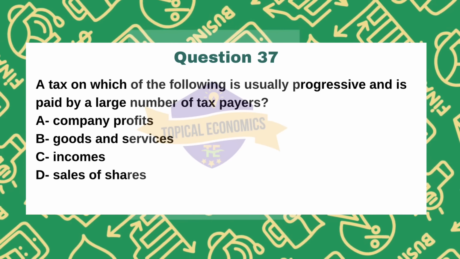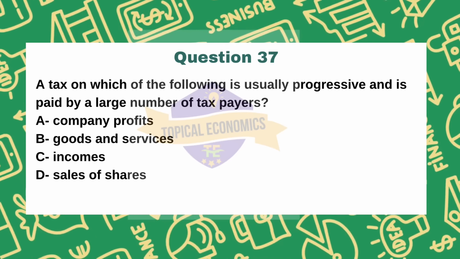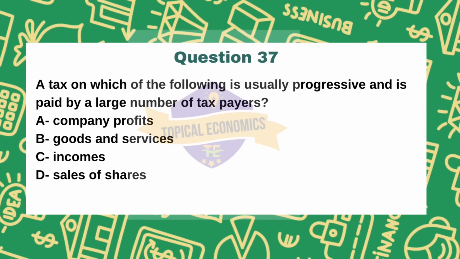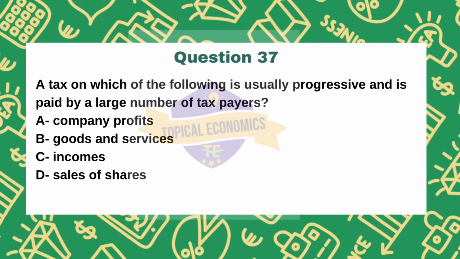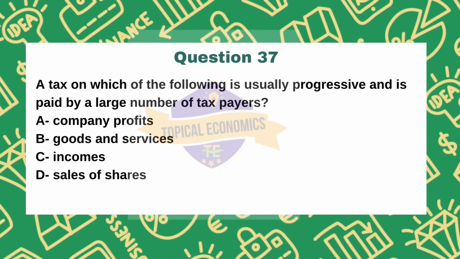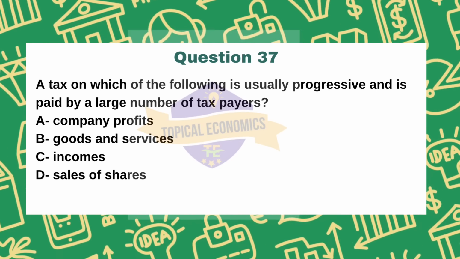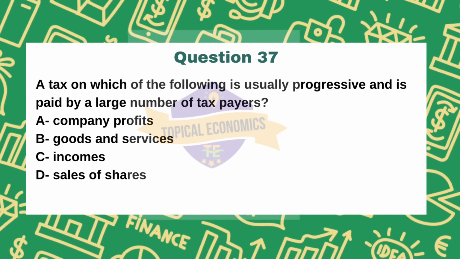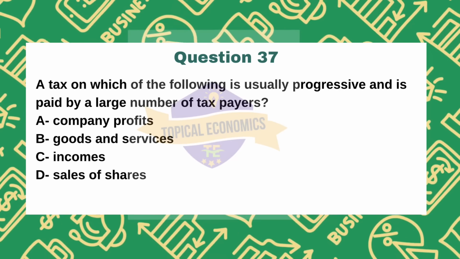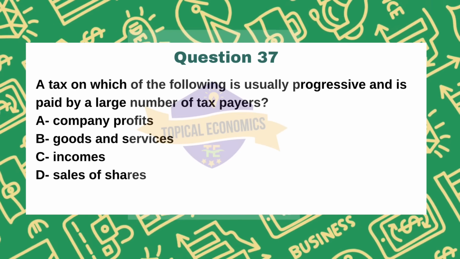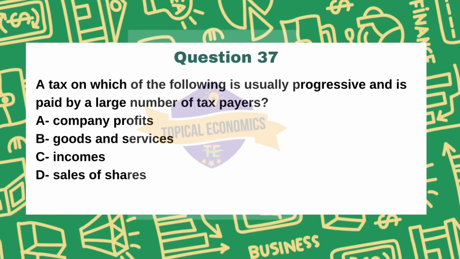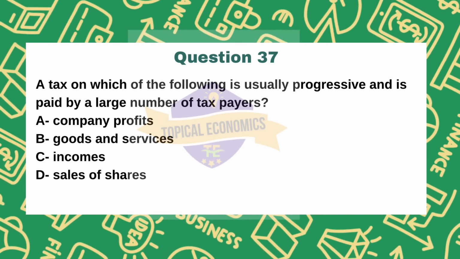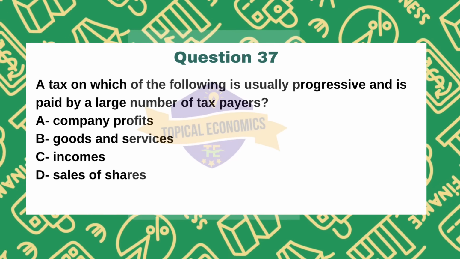Income tax is generally considered a progressive tax, meaning that individuals with higher incomes pay a higher percentage of their income in taxes compared to those with lower incomes. This system aims to reduce income inequality by ensuring that those who can afford to contribute more do so. Analyzing the other options. Option A, company profits. While corporate tax can be considered progressive in relation to different company sizes, it is not directly paid by individual taxpayers in the same way income tax is.